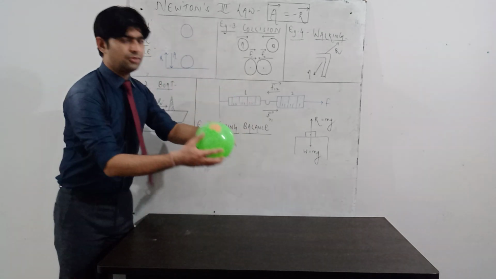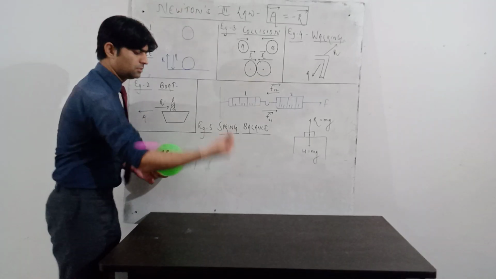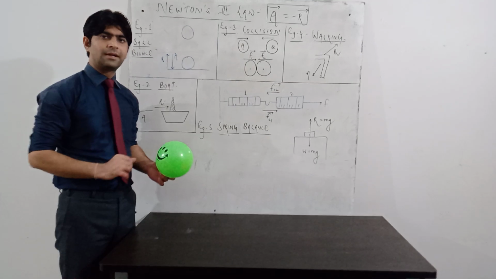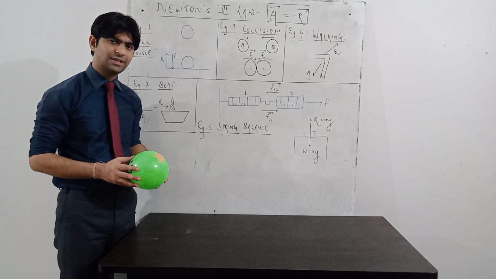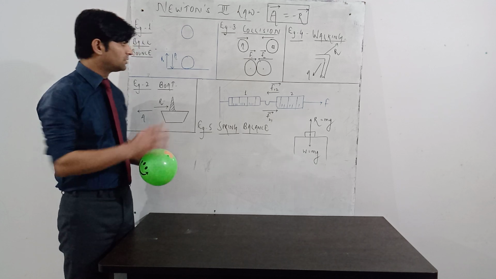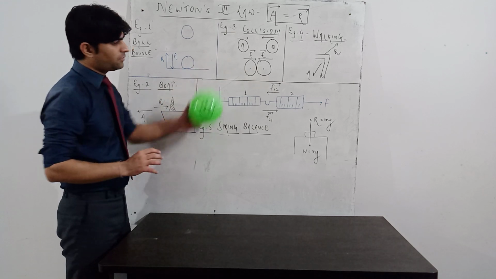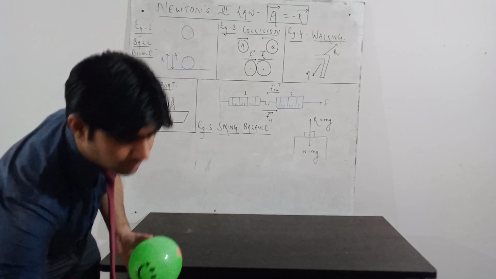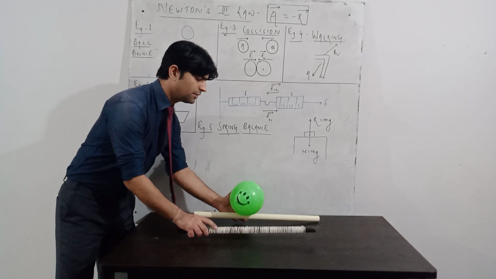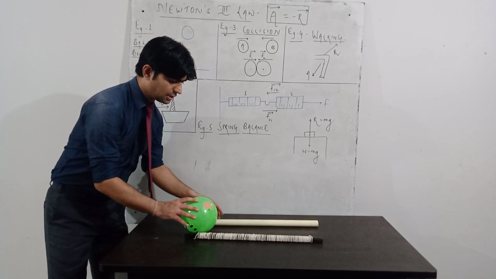Again, you can see this. This ball also, a small ball. You can see here, this ball bounces back in the upward direction. So this is again equal and opposite reaction. If you take the example of collision, I will show you the collision part.